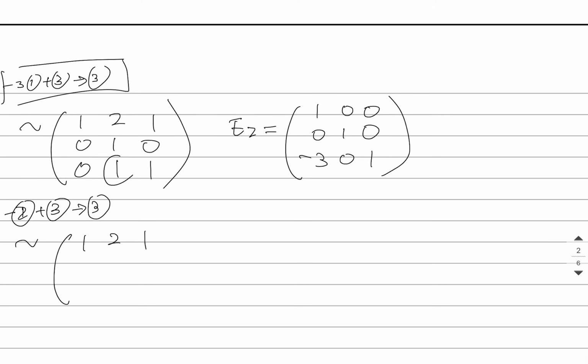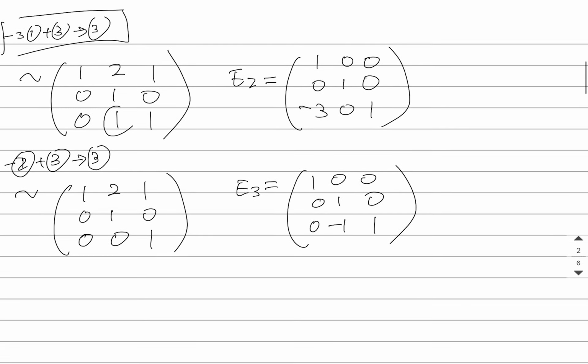1, 2, 1, 0, 1, 0. And if we add the negative of each of these, we'll get 0, 0, and 1. The elementary matrix that did this is 1, 0, 0, 0, 1, 0, 0, -1, and 1. As we wanted here, we have an upper triangular matrix, so this thing here is our U.